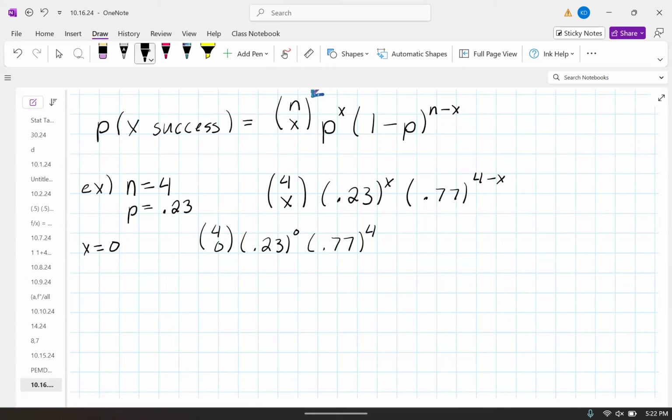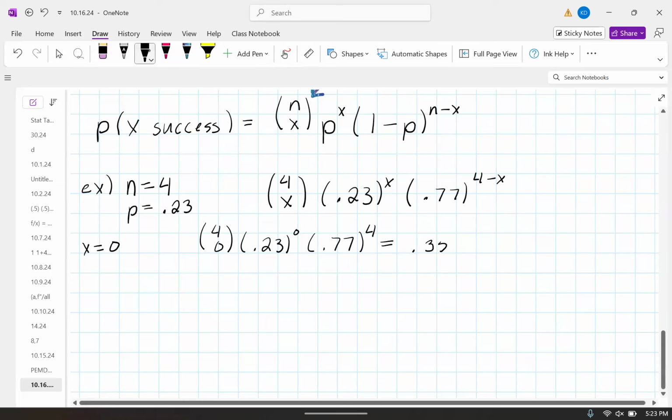What's 4 choose 0? 1. How many ways can we choose nothing? 1 way. So 4 choose 0 is 1. What's 0.23 to the 0 power? 1. So the only thing we can't calculate in our head is 0.77 to the 4th. What did we get for that? 0.35. There's more decimals, but 0.35 is good enough for us. We get to do it again.